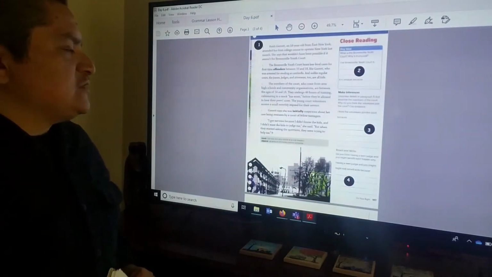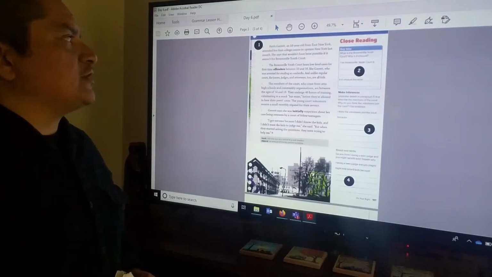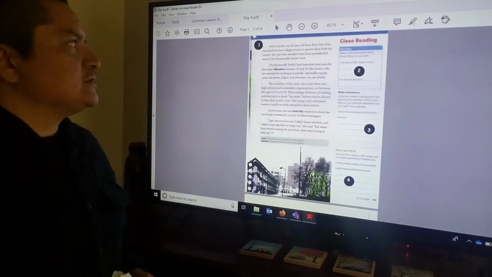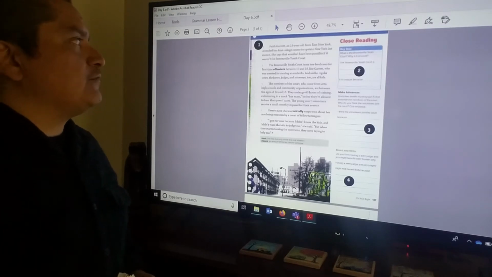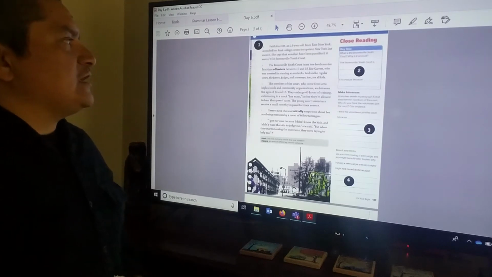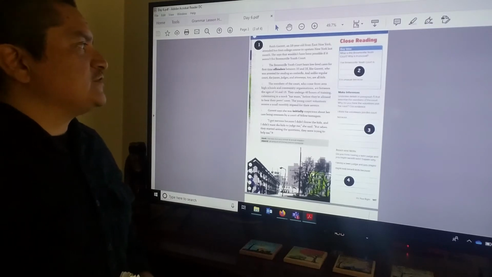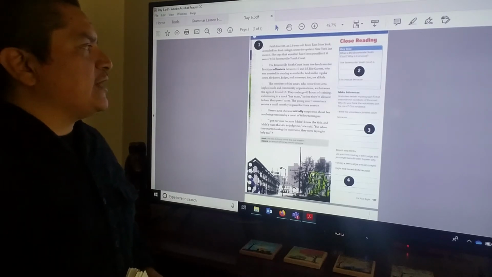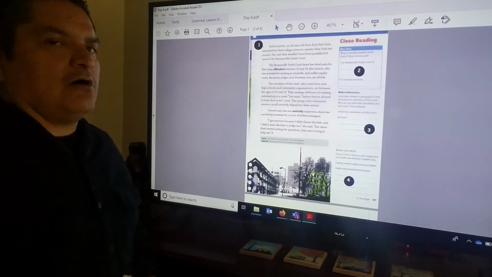Next page, page 147 reads, Faith Garrett, an 18-year-old from East New York, attended her first college course in upstate New York last month. She says that wouldn't have been possible if it weren't for Brownsville Youth Court. The Brownsville Youth Court hears low-level cases for first-time offenders between 10 and 18, like Garrett, who was arrested for stealing an umbrella. And unlike regular courts, the jurors, judges, and attorneys, too, are all kids.